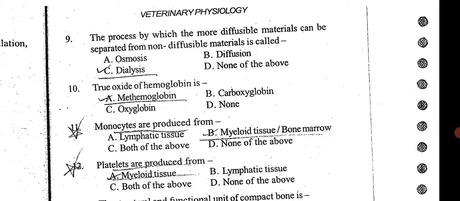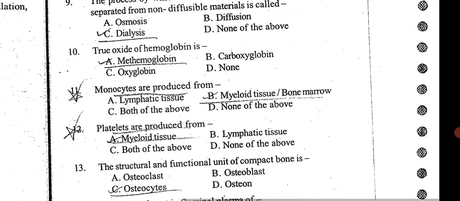Monocytes are produced from myeloid tissue or bone marrow. Platelets are produced from myeloid tissue or bone marrow. They give rise to platelets and monocytes. The true oxide of hemoglobin is methemoglobin. Monocytes and platelets are made from myeloid tissue.